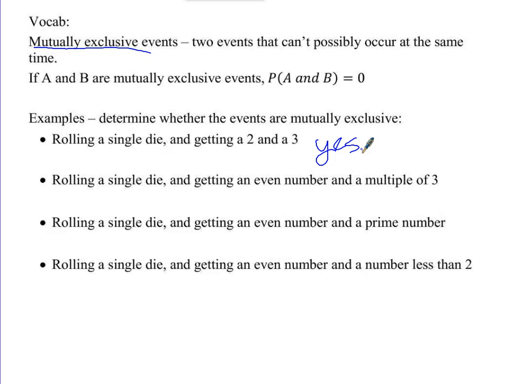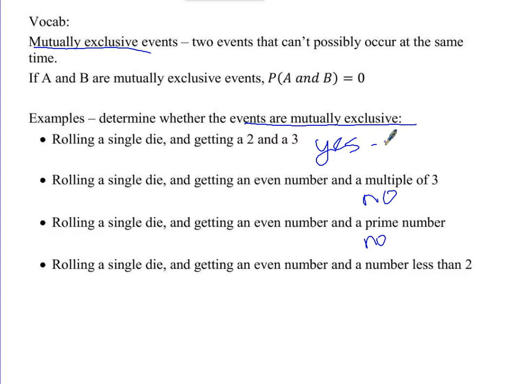What about rolling a single die and getting an even number and a multiple of 3? Is that possible? Yes? How? Yeah, the number 6 is even and it's a multiple of 3. So is this mutually exclusive? No. Rolling a single die and getting an even number and a prime number. Is that possible? Yes? What number? 2 is the only even prime number. So the answer here is, this is not mutually exclusive.